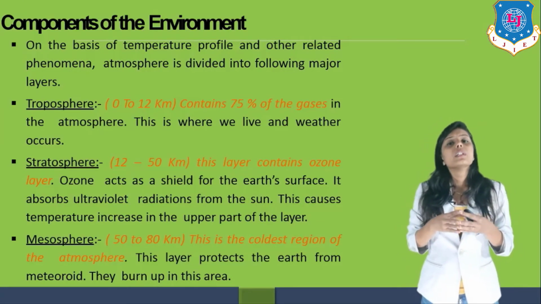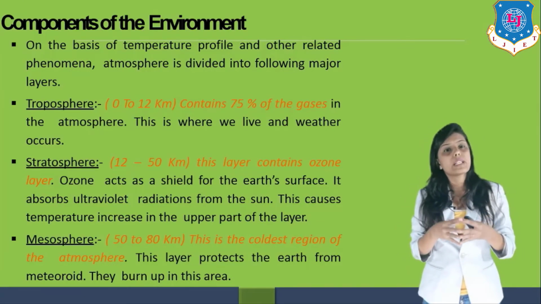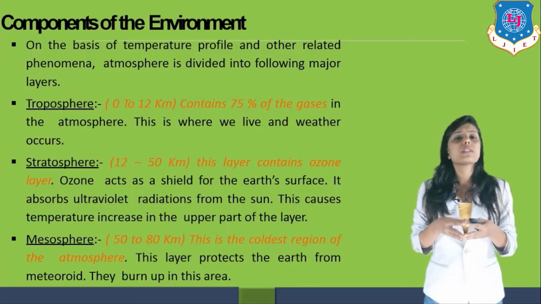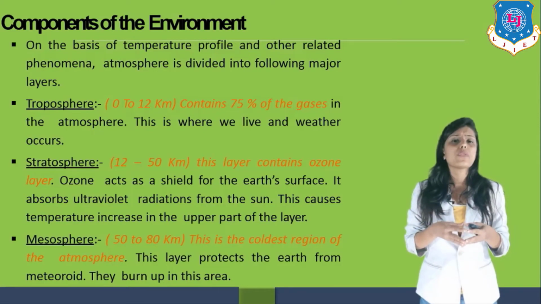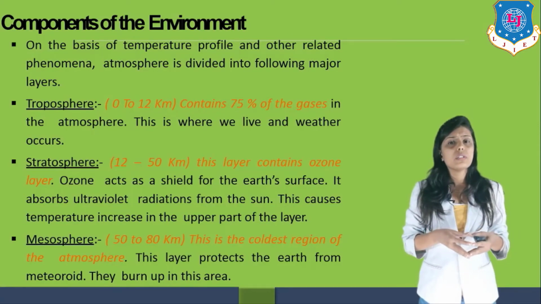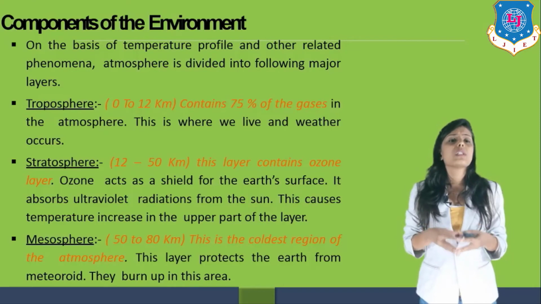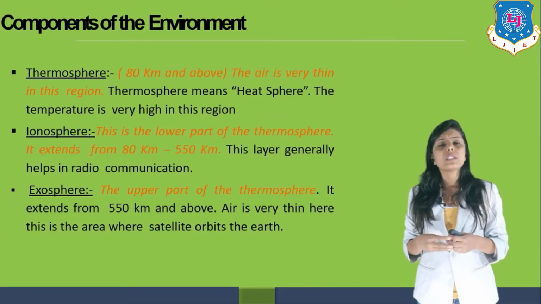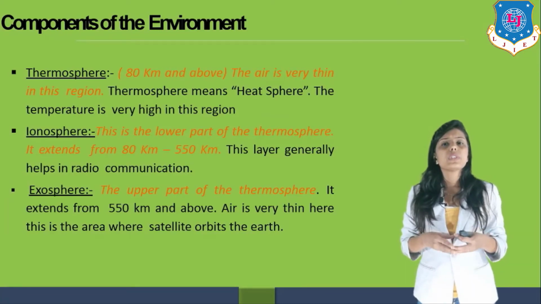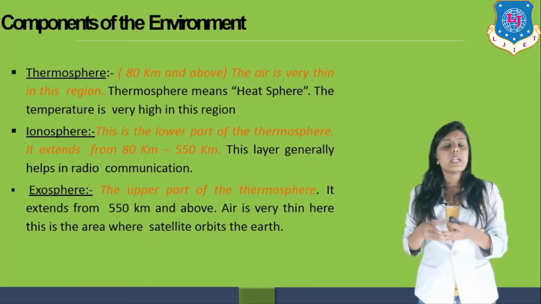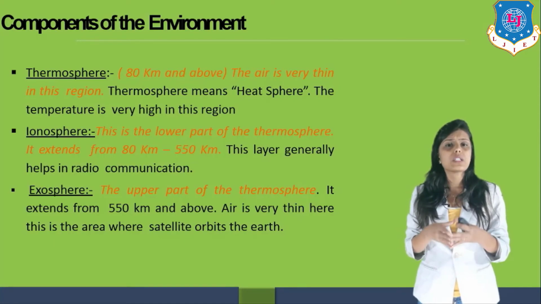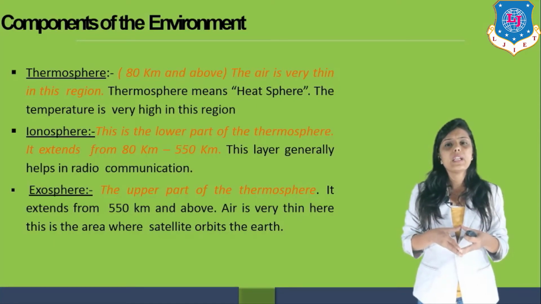Now, the third layer is known as the mesosphere. The mesosphere ranges from 50 to 80 kilometers. This is the coldest region of the atmosphere, and the layer protects the Earth from meteoroids as it burns them. Right? Now, the other layers of the atmosphere were the thermosphere, ionosphere, and exosphere. The thermosphere ranges from 80 kilometers and above. The air is very thin in this region. Thermosphere means heat sphere. The temperature is very high in this region.